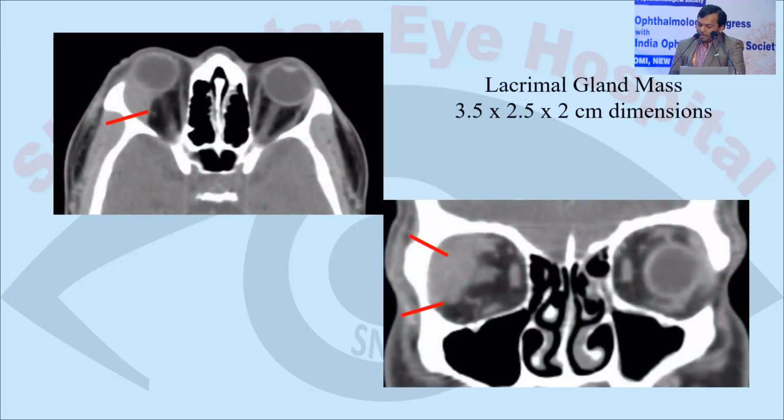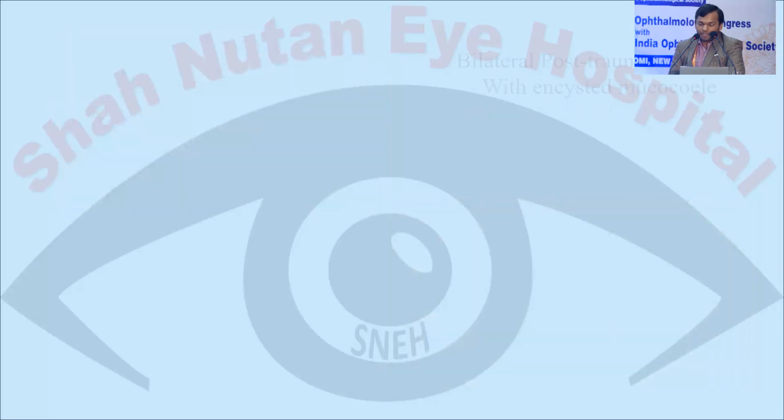And finally, as ma'am had shown, lacrimal gland masses. Here, it's very essential to have a CT scan along with MRI in certain cases, when the mass may be engulfing the muscles or the optic nerve or the orbital apex.